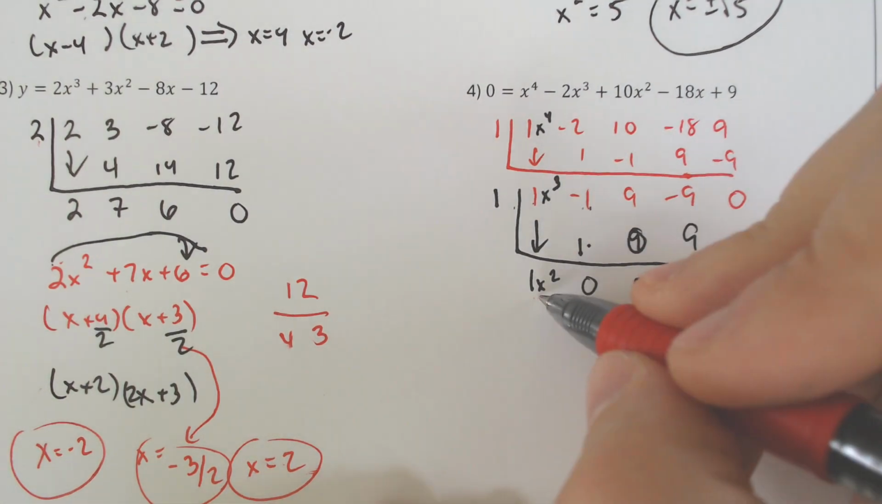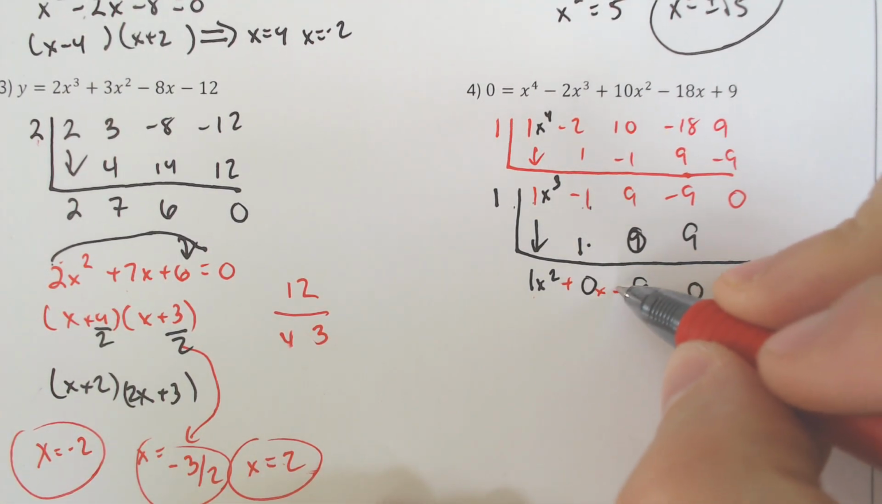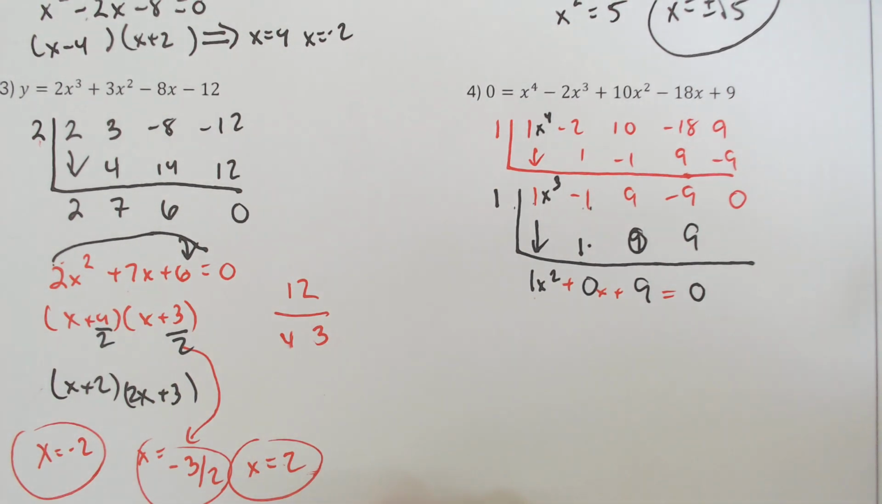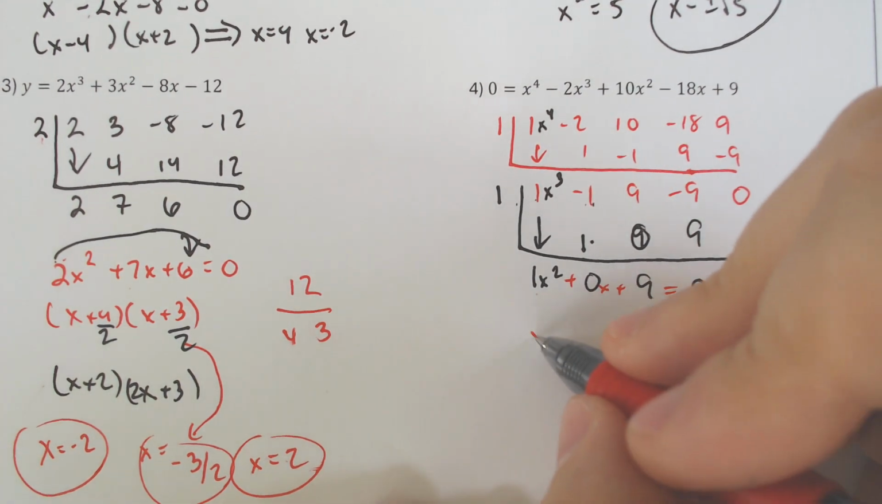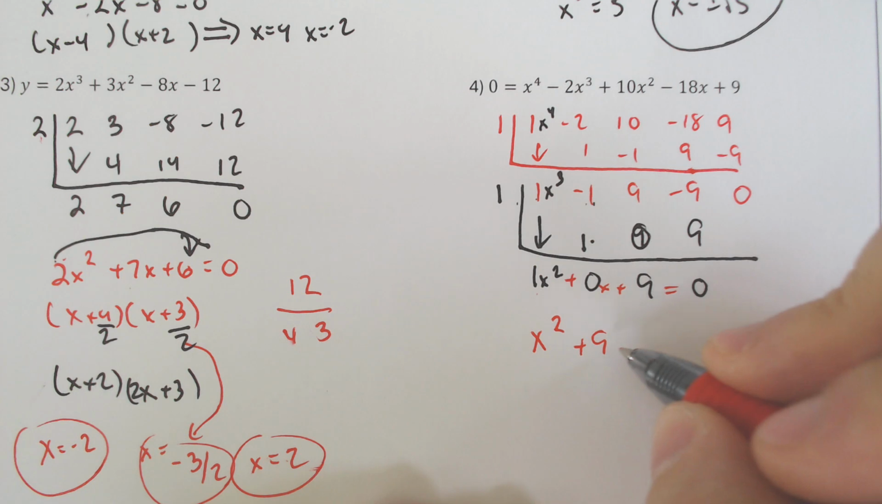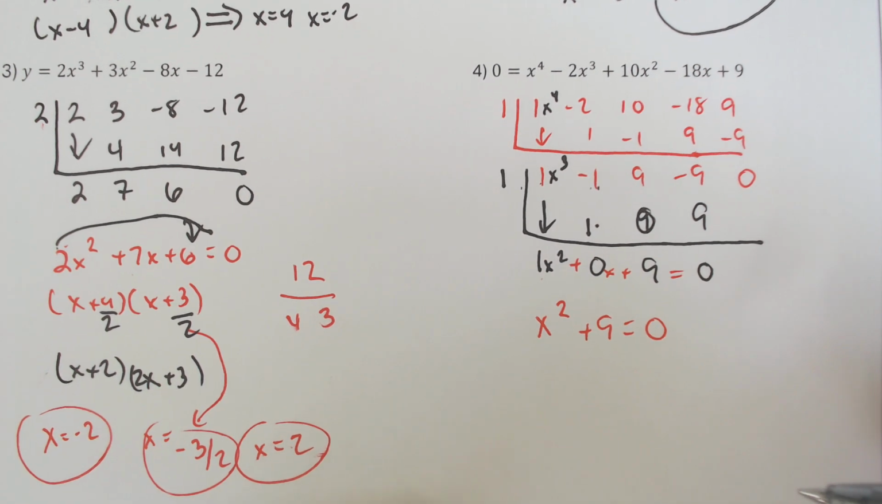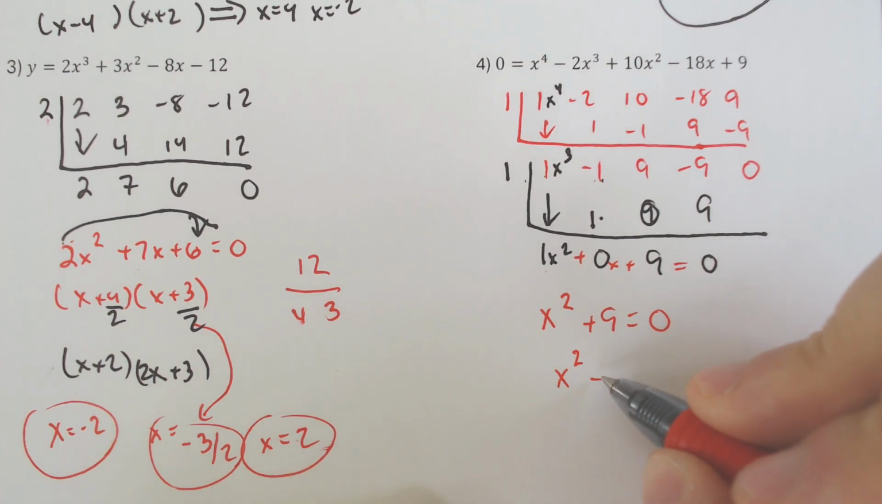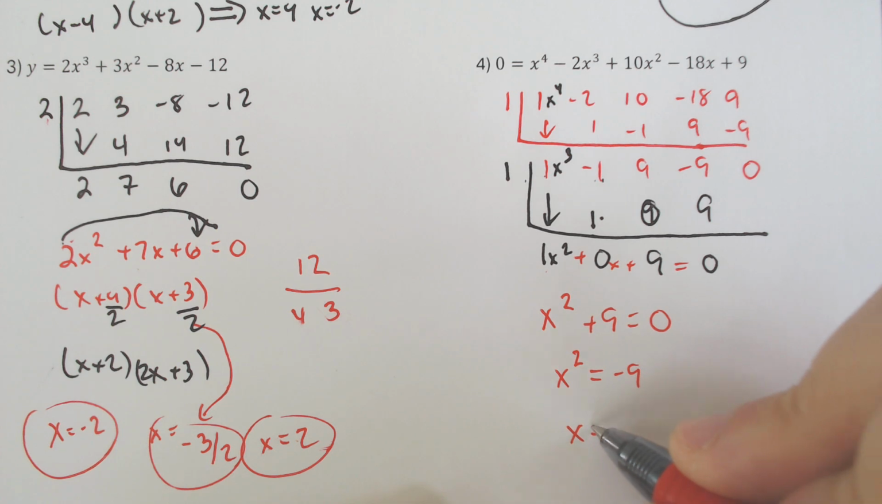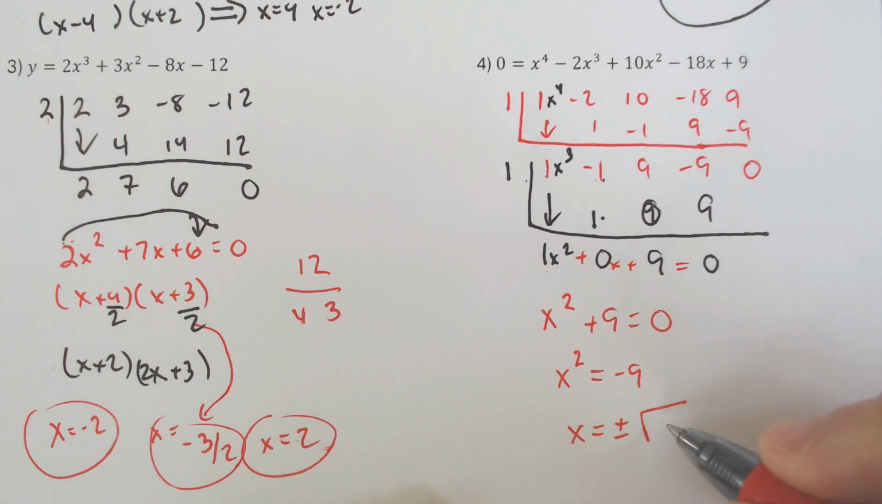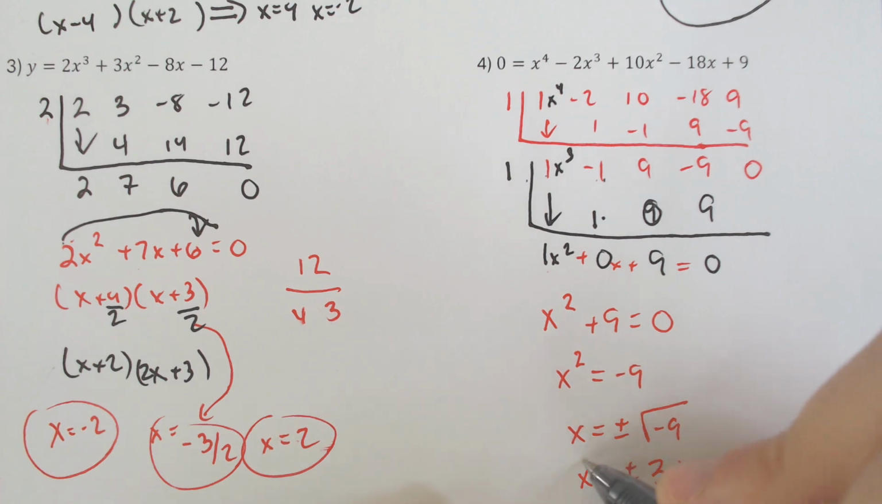Okay, so we get x squared plus 0x plus 9. I like that remainder of 0, so I can set it equal to 0. So we're really at x squared plus 9 is equal to 0. We're solving here, so we'd need to subtract the 9 and then square root, which ends up being plus or minus 3i.